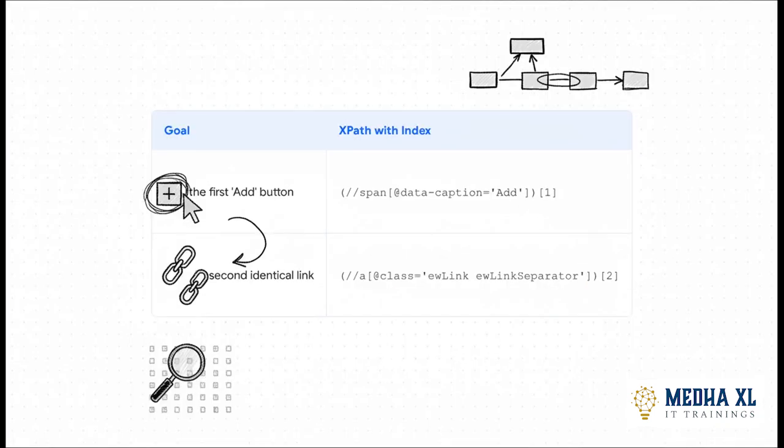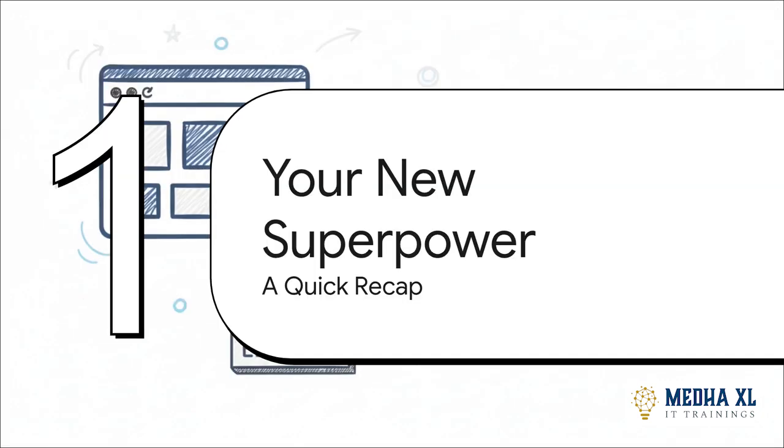Let's look at a couple of real-world examples. Say you want to click the very first Add button on the page. You just write the XPath to find all of them, wrap it up, and specify 1. Or maybe you need to target the second of 2 identical links. Same deal. Group the locator that finds both, then pick the second one with 2. This gives you absolute surgical precision. And just like that, you've pretty much unlocked a new superpower for web automation.